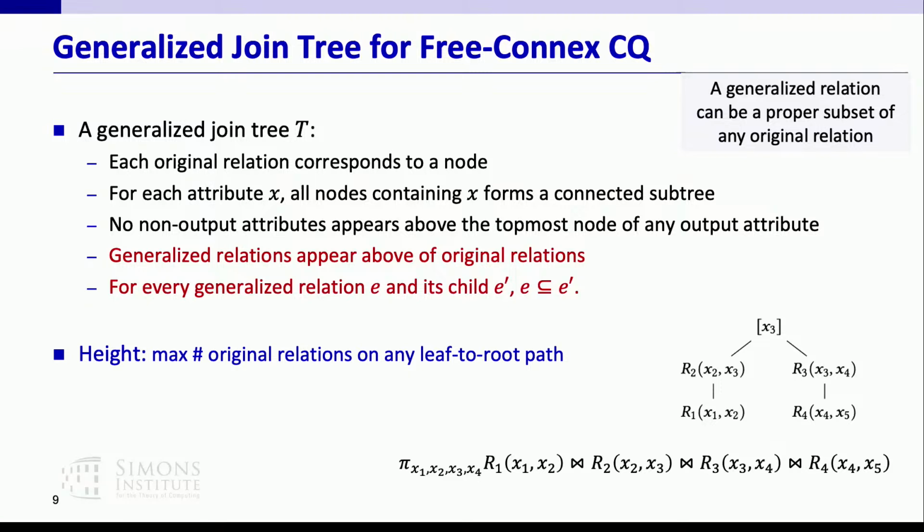An important notion here is the height of the join tree. The height of this generalized join tree is the maximum number of original relations on any leaf to root path. For this example, on any leaf to root path, the number of original relations is just 2. So this generalized join tree has height 2.